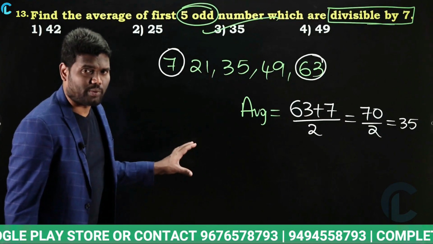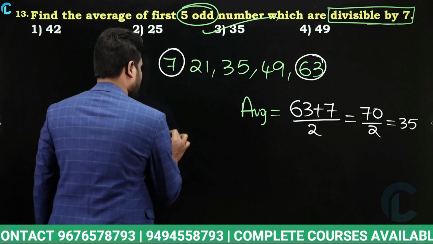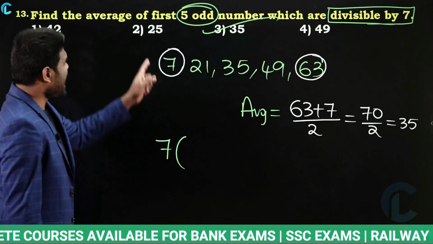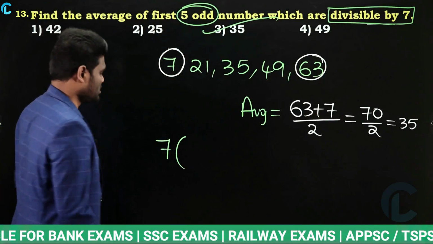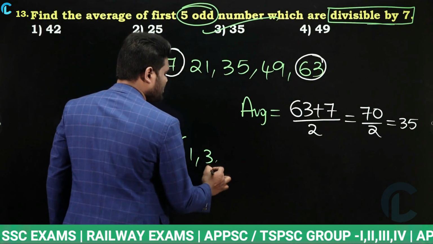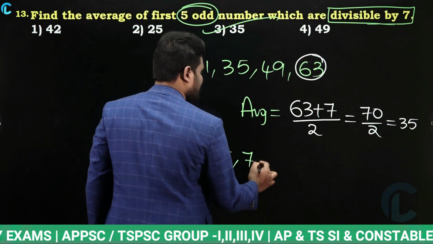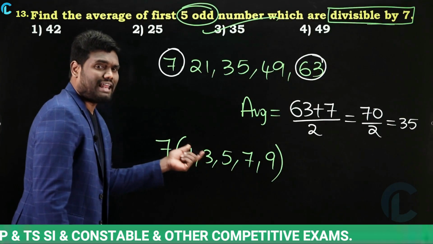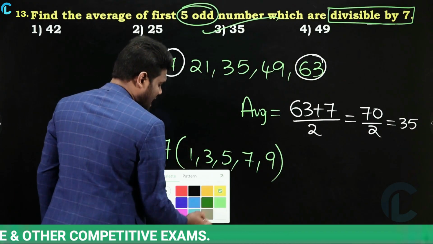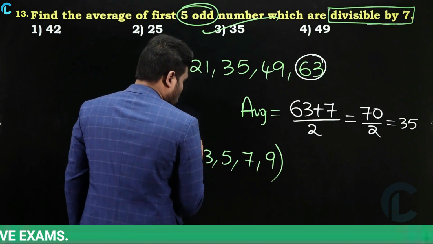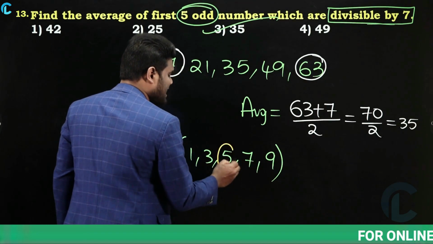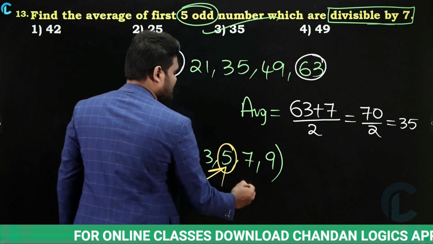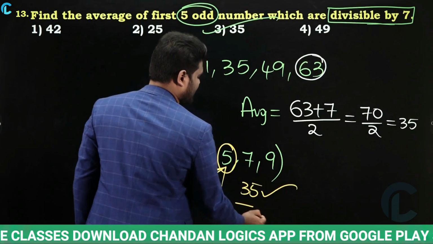Either you can solve them in this way or else you can solve them in another way also. As the question is saying divisible by 7, and it should be 5 odd numbers. So odd numbers are 1, 3, 5, 7, 9. These are the first 5 odd numbers. Now for this I need to calculate the average. As the series is an arithmetic progression, 1, 3, 5, 7, 9, what is the average? Average is nothing but 7. And it should be divisible by 7. So 7 into 5, we can say that the answer is nothing but 35.